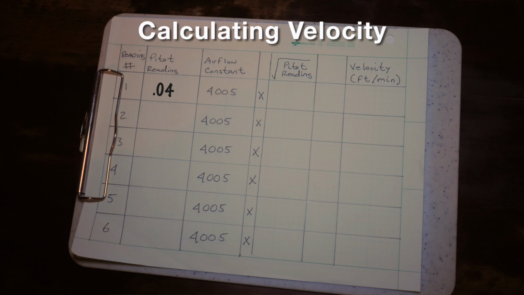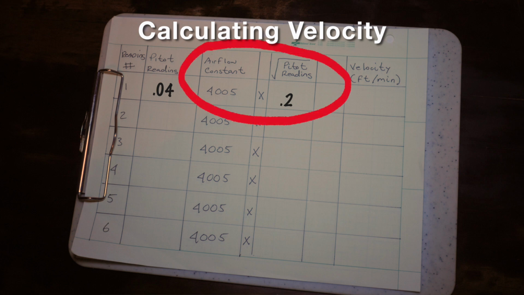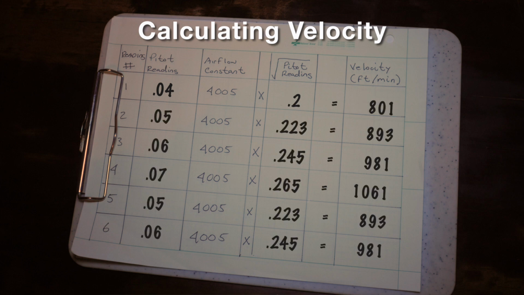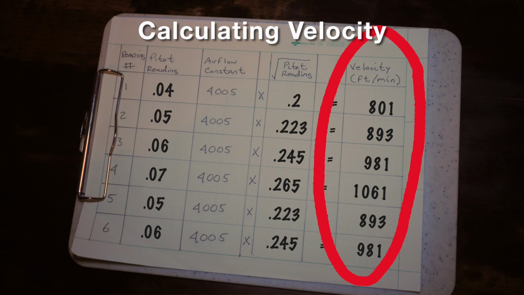In this example, the square root of a 0.04 pitot tube reading equals 0.2. Multiply 0.2 times the airflow constant of 4005, and the velocity is 801 feet per minute. You will see that you have a slightly different velocity reading for each point. This is normal and is why you take readings at multiple points.